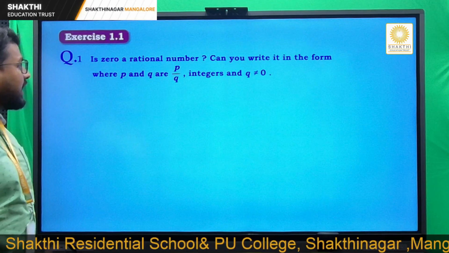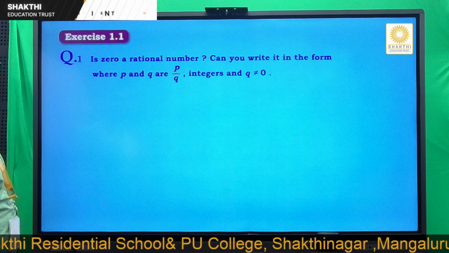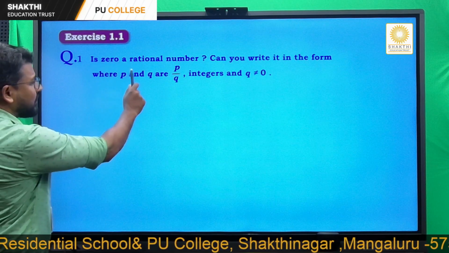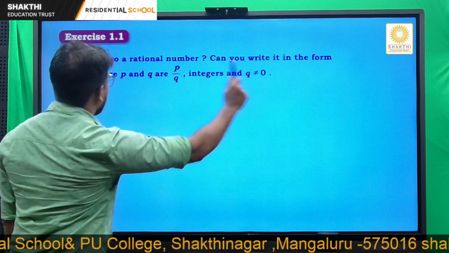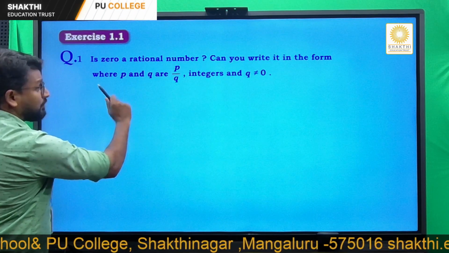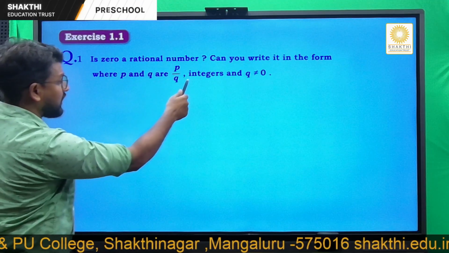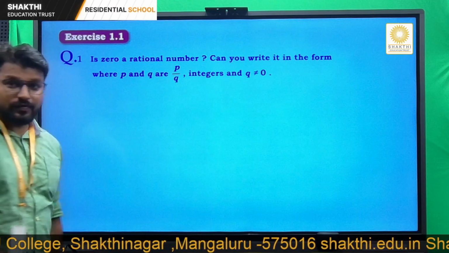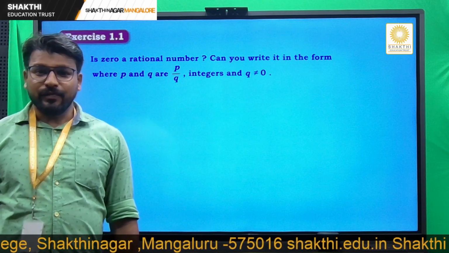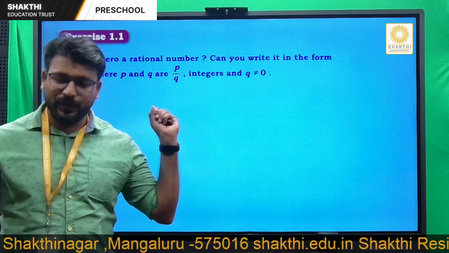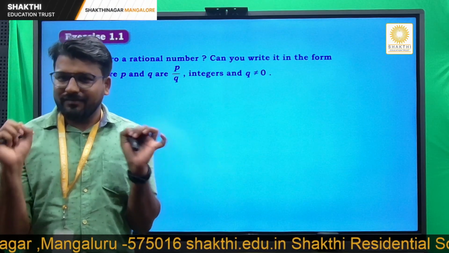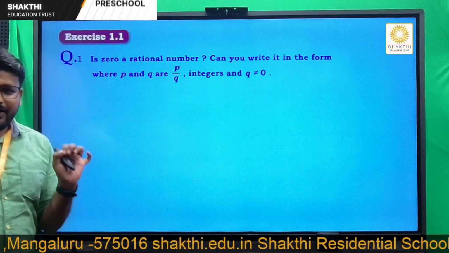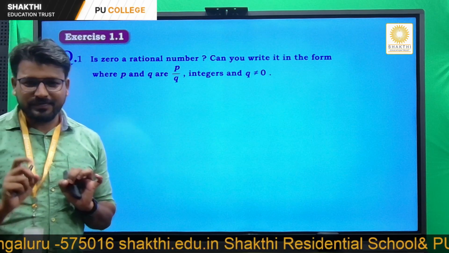As you can see that the question says, is 0 a rational number? And can you write it in the form of p by q, where p and q are integers and q is not equal to 0? Well, I'll wait for 30 seconds to get your answers. First thing is very simple. You have to tell me whether 0 is a rational number or not. Yes or no?